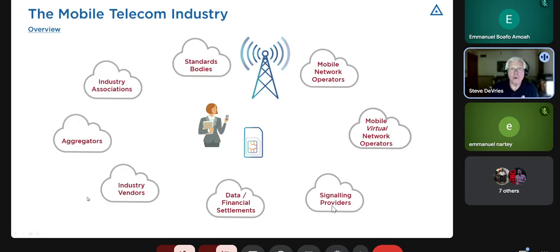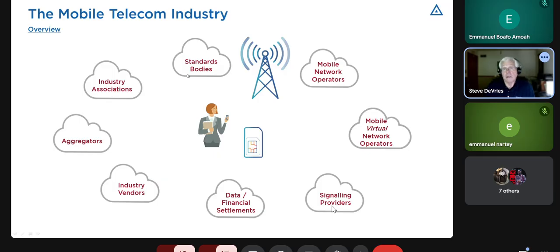There's many different industry vendors. Some of those are hardware vendors. Some of those are software vendors. Some of those are equipment vendors. Some of those are value-added services like Cellular, which provide roaming services, which provides analytics, which provides security services. So these are industry vendors that work with the mobile network operators. There's different aggregators, and an aggregator is like we said earlier, that's kind of where things get funneled into one rather than everyone connecting together. There's a lot of different industry associations. There's industry associations like trade groups and organizations.